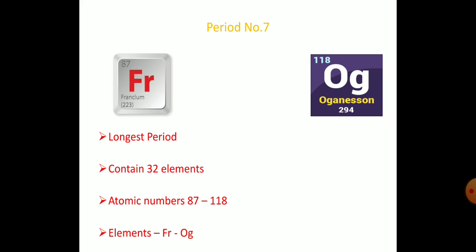So what is the information we have seen about the 7th period? It is the longest period. It contains 32 elements. The atomic numbers are from 87 to 118, and the elements are from francium to oganesson. So all the 7 periods we have completed. Period number 1, 2, 3, 4, 5, 6 and 7 we have completed. Now let us see the summary of the features of periods.